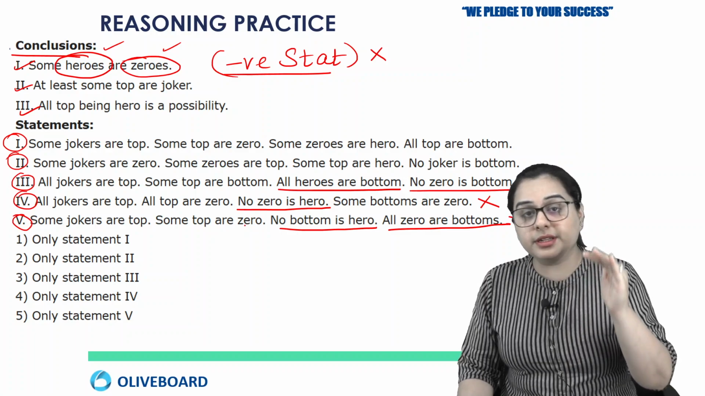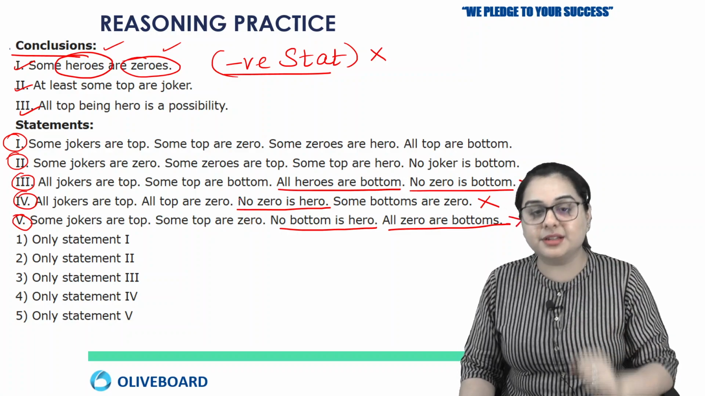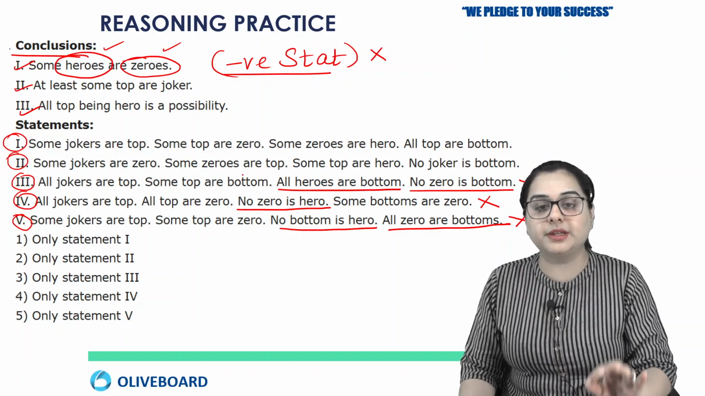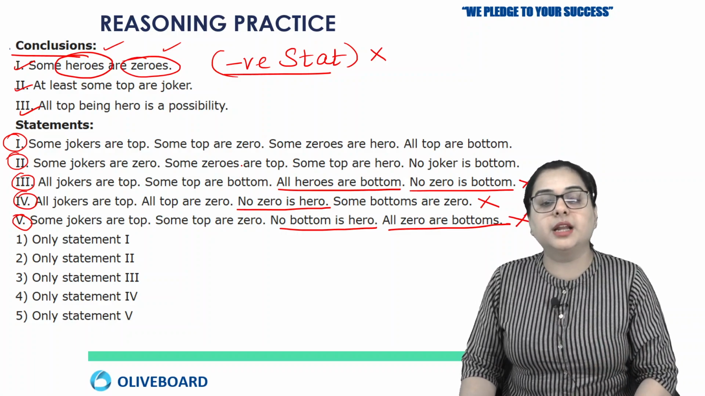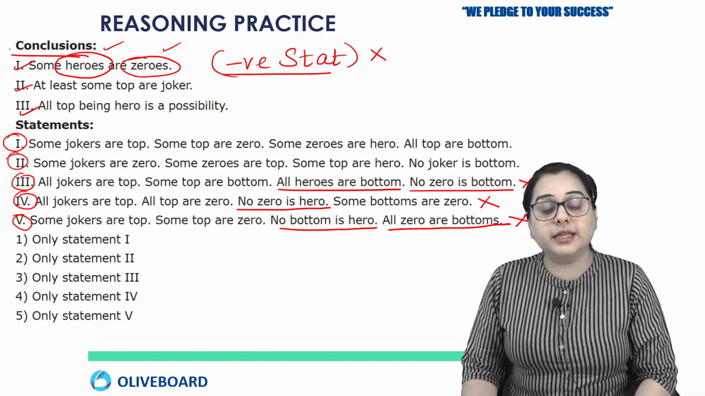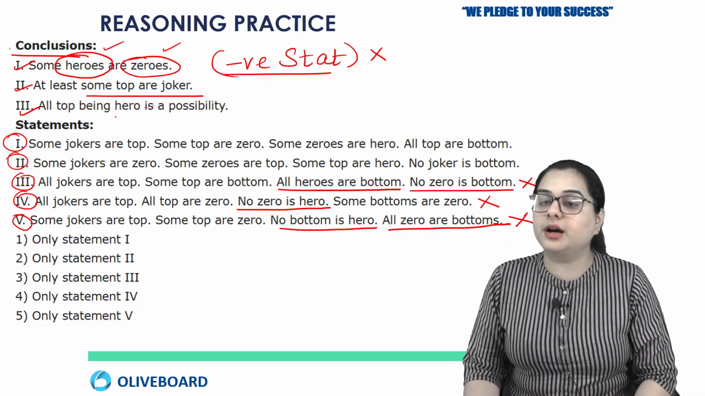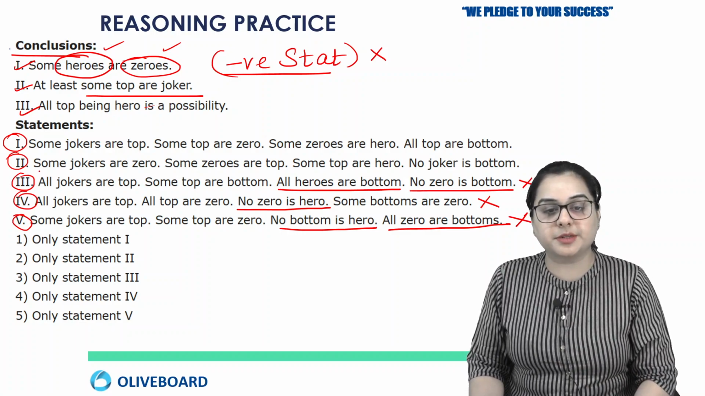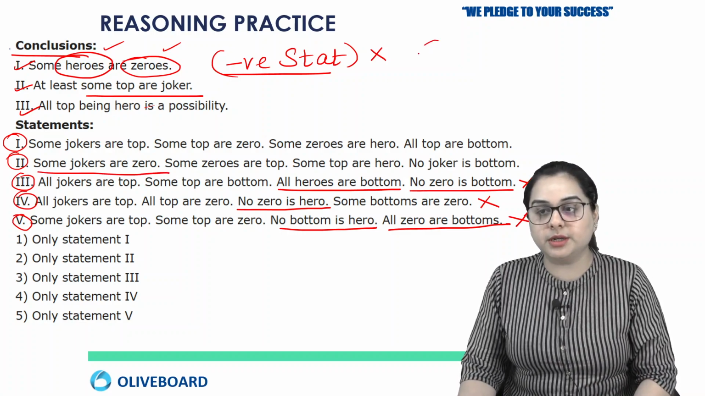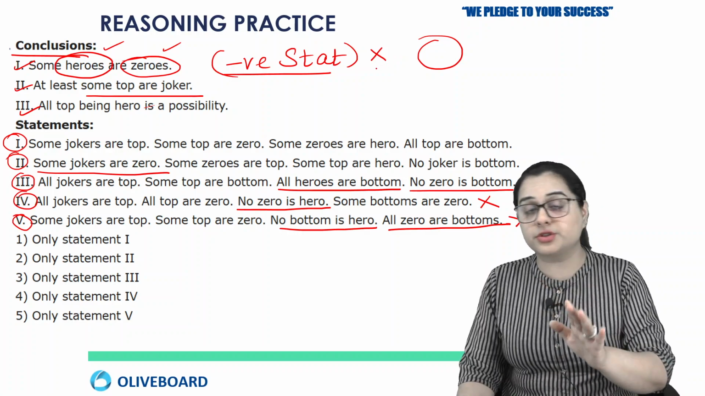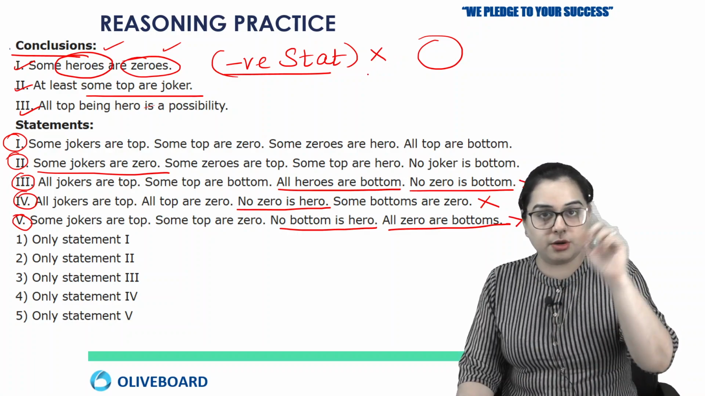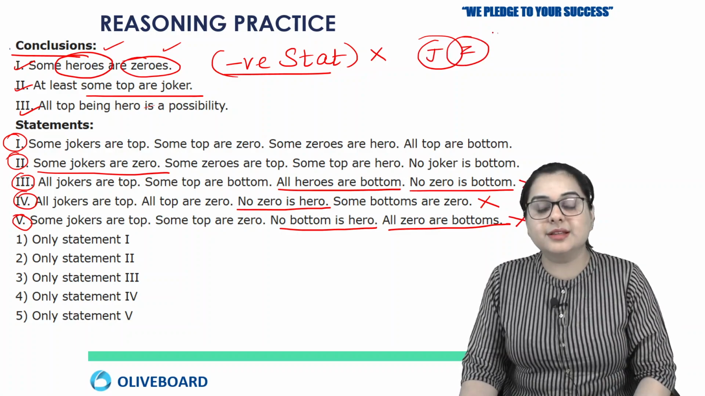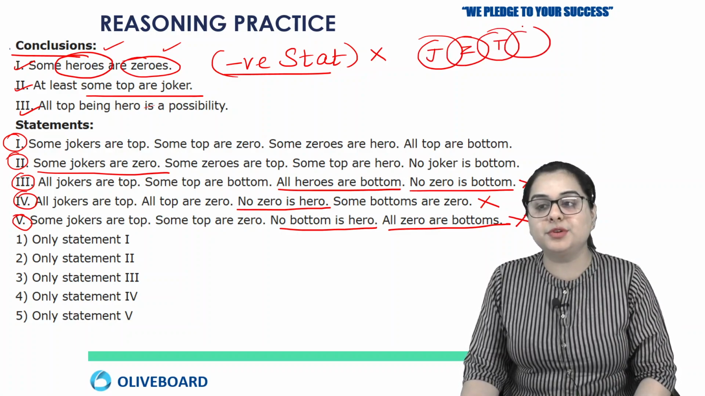And we didn't even pick the 2nd and 3rd conclusions, because in the 1st and 2nd options I cannot find anything related to 0 and hero. Now here he says in the 2nd conclusion that some top are joker. Just see the 2nd set of statements. Some joker are 0. Now I am just making the diagram, which you should not make in the paper, but you should draw it in your mind. Some joker are 0, some 0 are top, some top are hero.